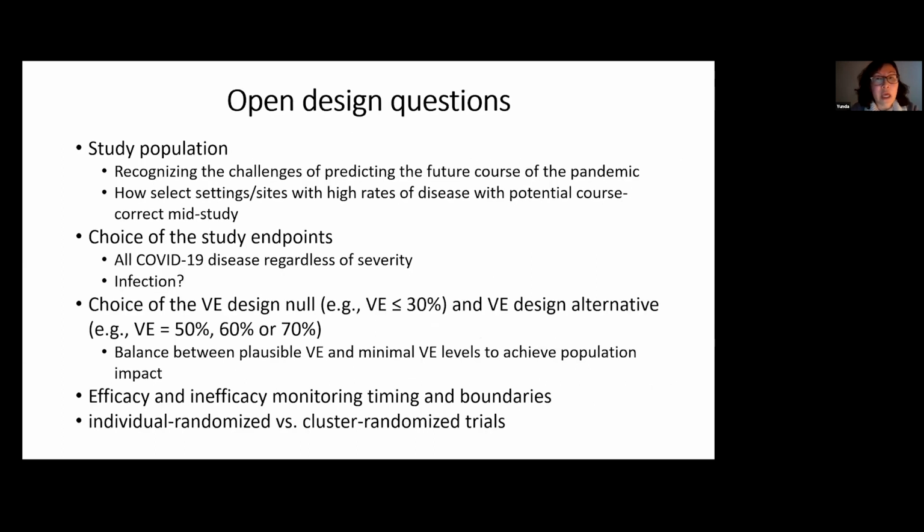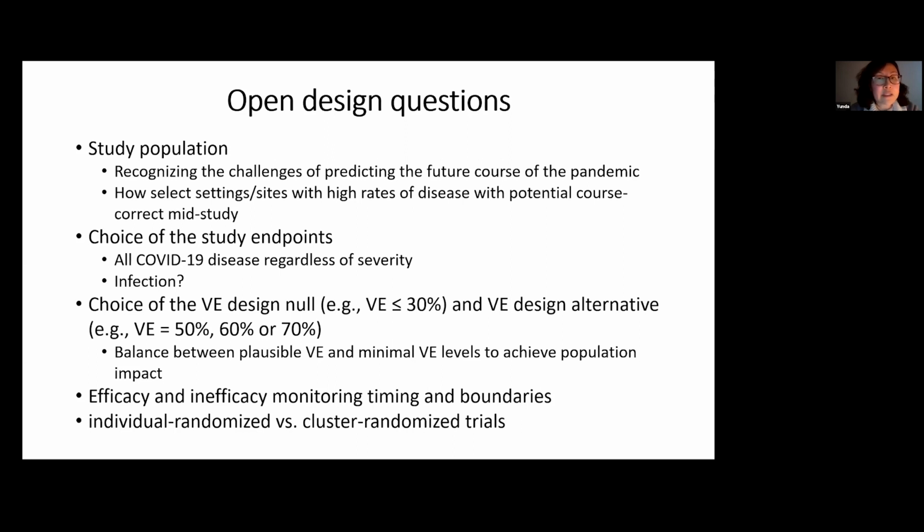We have lots of students here, which is great. So we laid out some questions, design questions and analysis questions. One of the key design questions is what study population to look at, recognizing the challenges of predicting the future course of the pandemic and how we will select sites or settings with high rates of disease, with potential to course correct the study. Of course, incorporating the mathematical modeling and epidemiology studies that other speakers had mentioned earlier.